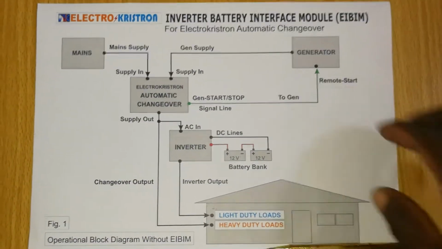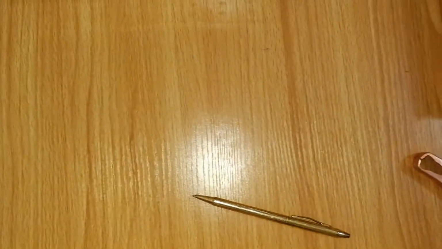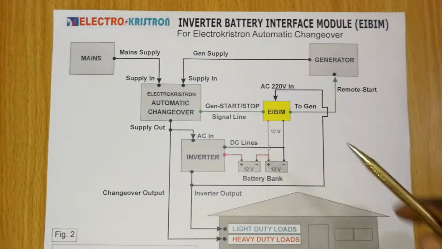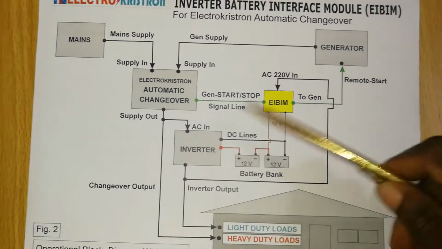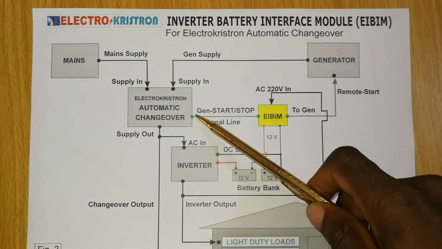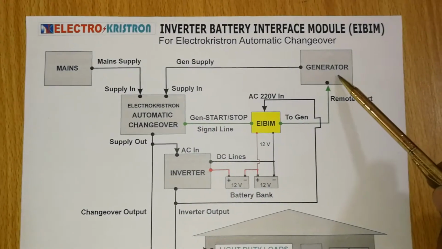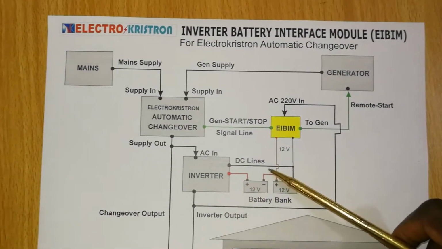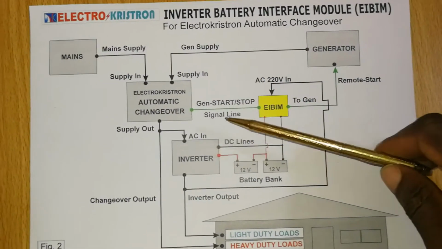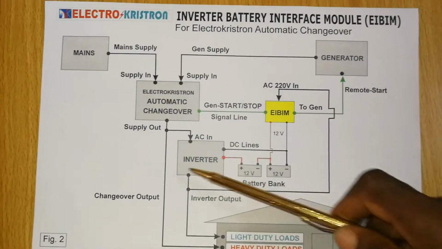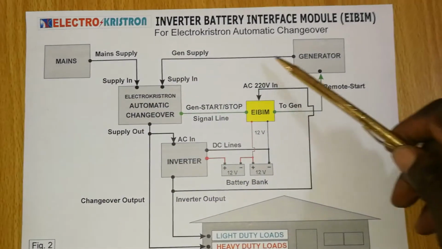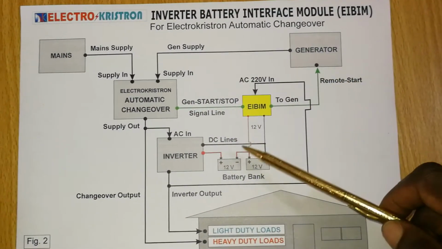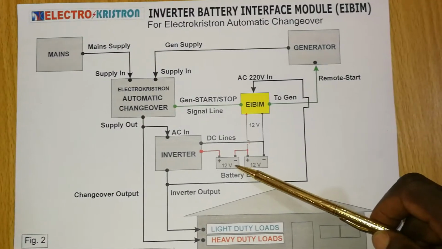So because of that, we now come up with an interface between the ATS or automatic changeover and your generator, and of course your inverter batteries. This is a system that's able to communicate with all the parties involved, both the ATS, the generator and the inverter batteries. Now this is what it does.